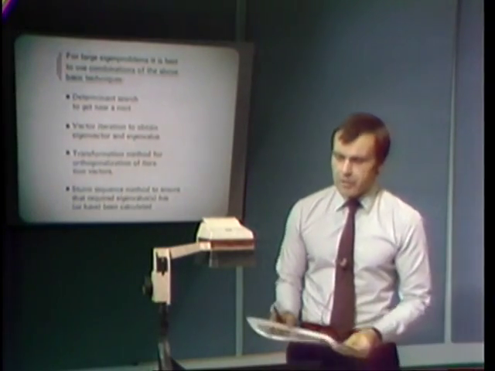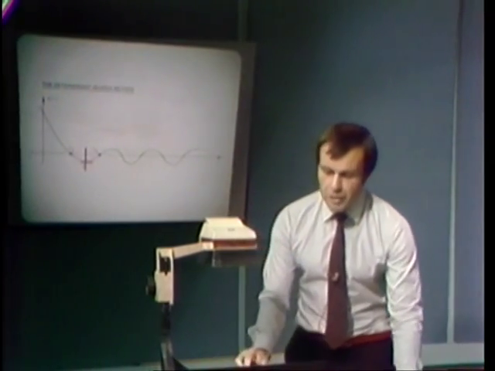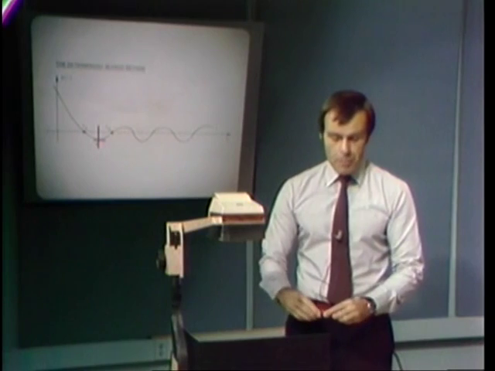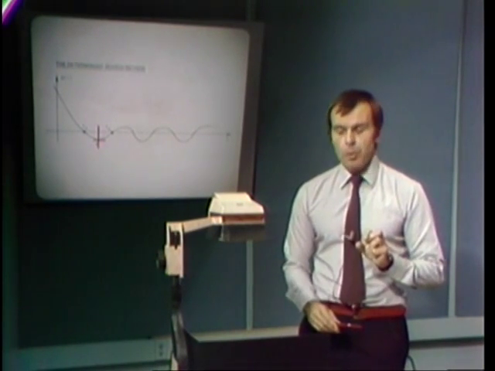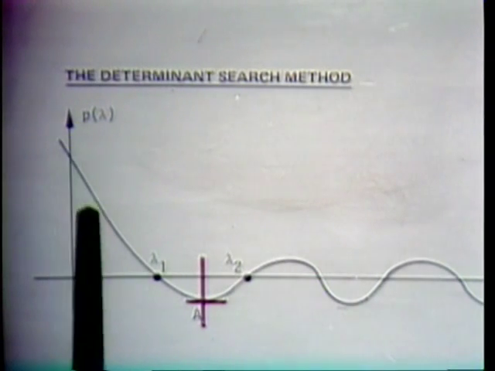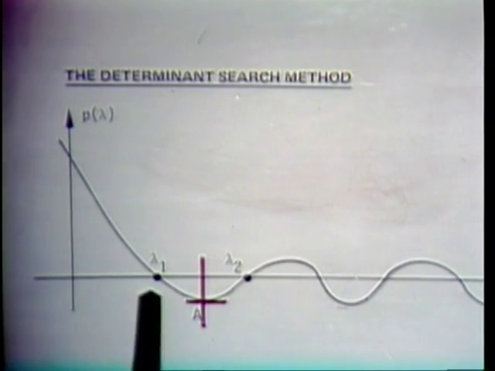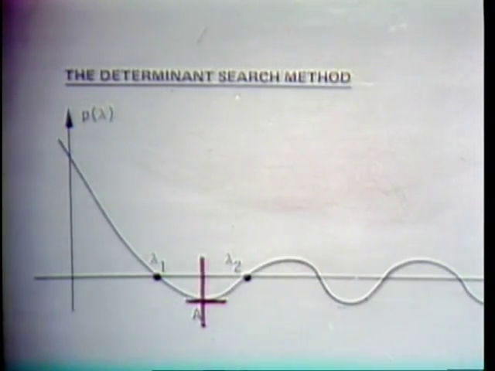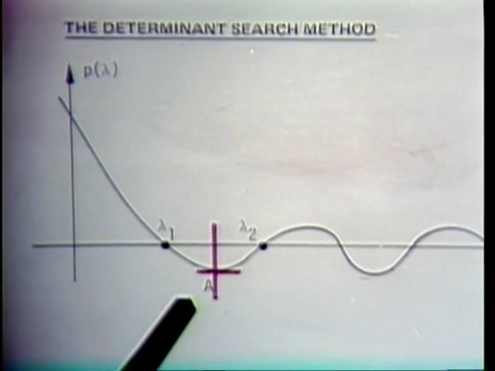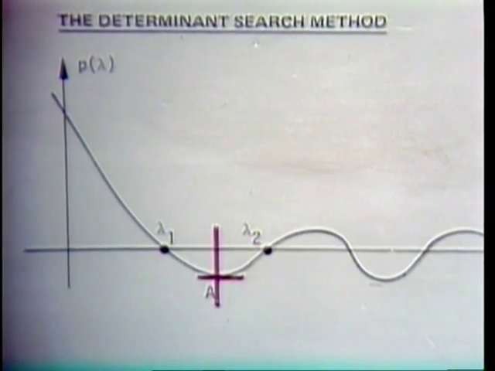Well, the first method then that I would like to discuss with you is the determinant search method. In this method, we have combined some of these techniques that I pointed out to you earlier in an optimum way. Here we have the polynomial p(lambda). We want to, of course, solve for the roots of that polynomial. That is our objective. Here's lambda 1, there's lambda 2. I also show a point A, because I will refer to it just now.